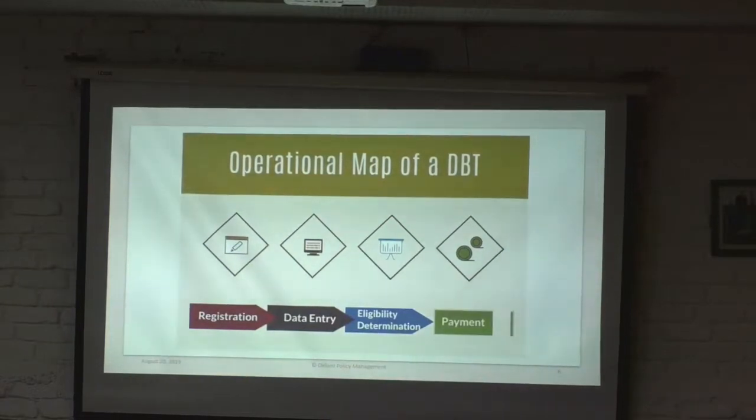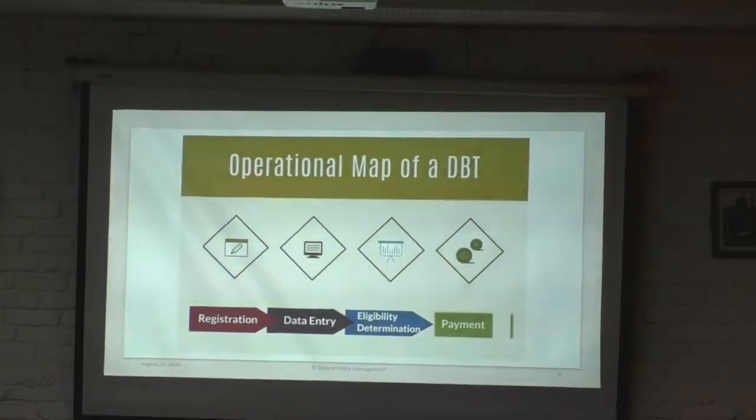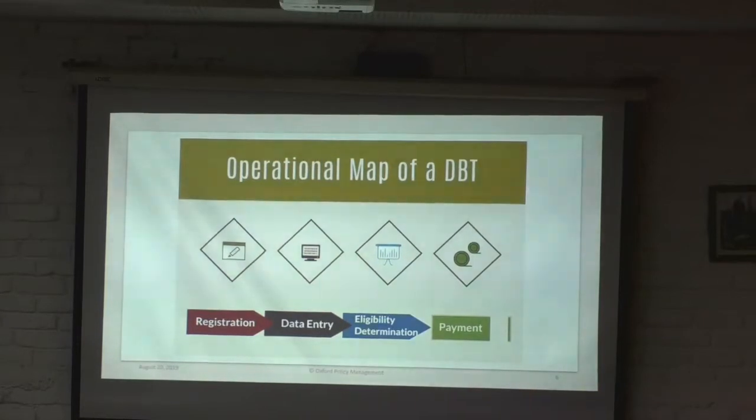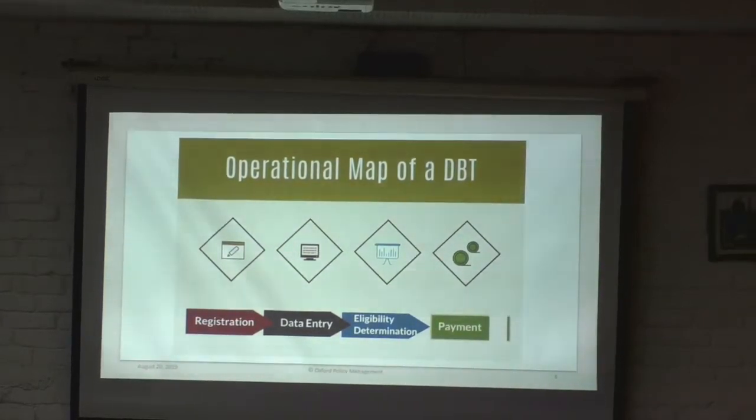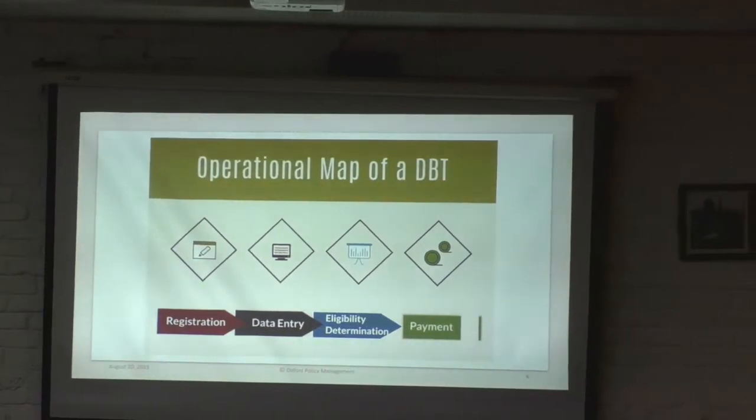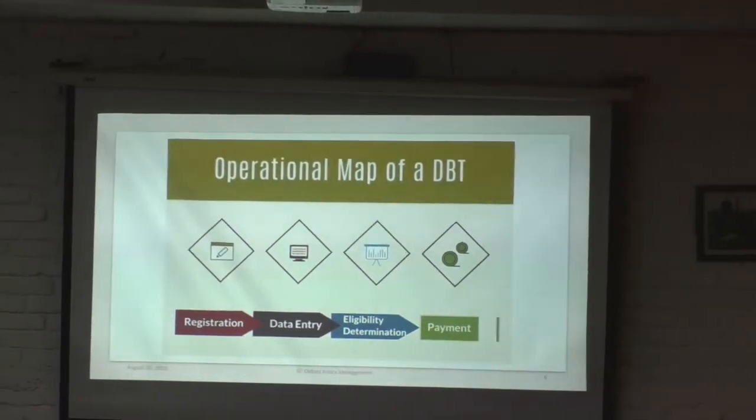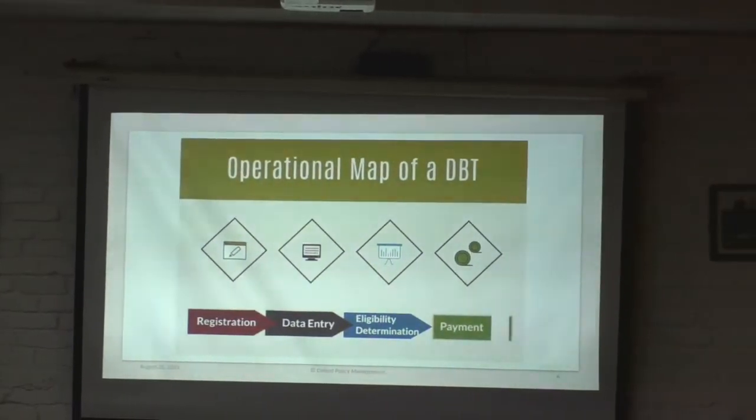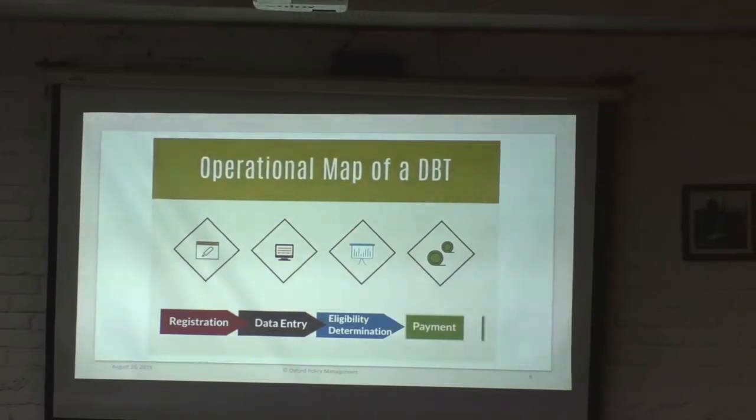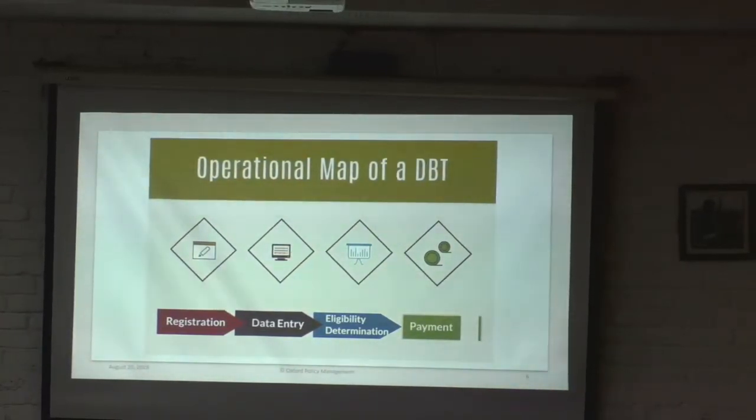So how does a DBT actually work? This is a really simple operational map of a direct benefit transfer. Now this varies from scheme to scheme, but broadly there are these 4 blocks. There's registration. So I become aware of a scheme, I believe I'm entitled to it, and I register with the local service provider. In many schemes, this is the Asha or the Anganwadi. After registration, there's a data entry where someone takes the forms and the identification documents that I've submitted and enters it within the program software.